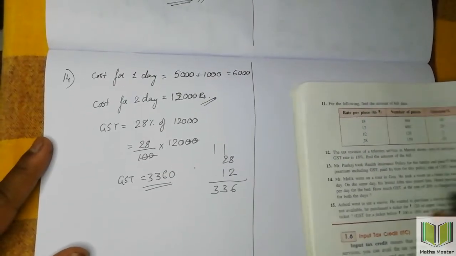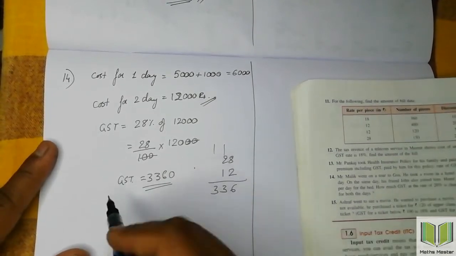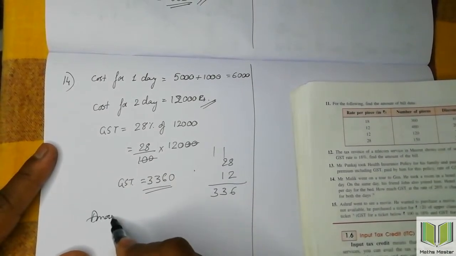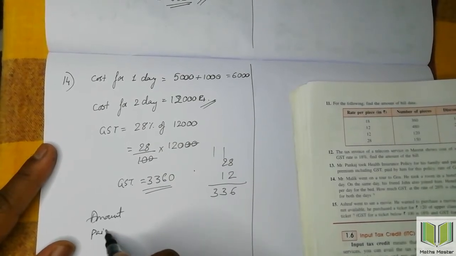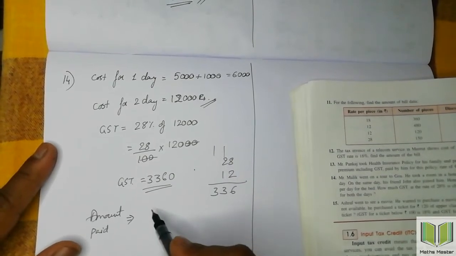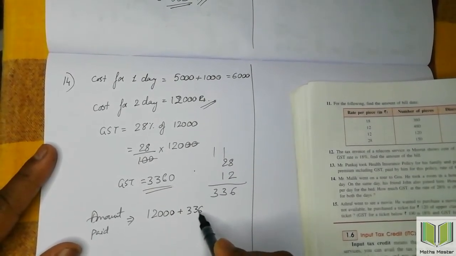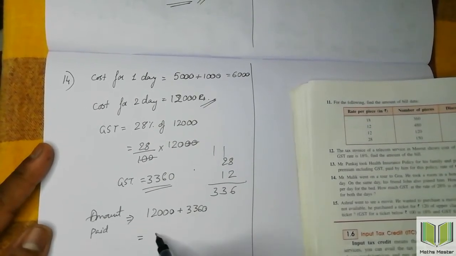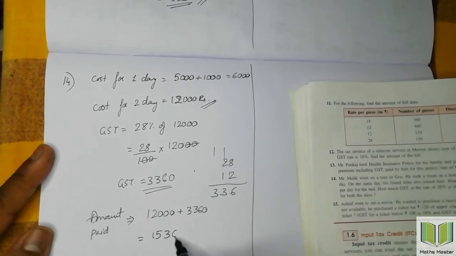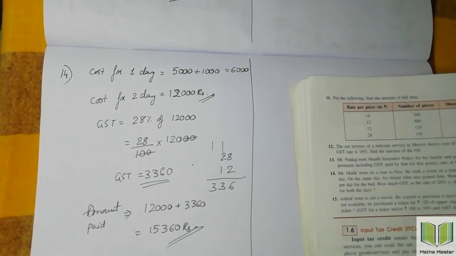Now, they have asked for the hotel bill to Mr. Malik for both the days. They are asking for the amount paid by Malik. Amount paid, or the bill amount, will be equal to 12,000 rupees plus 3,360, which will be equal to 15,360 rupees. 15,360 rupees will be the entire answer.